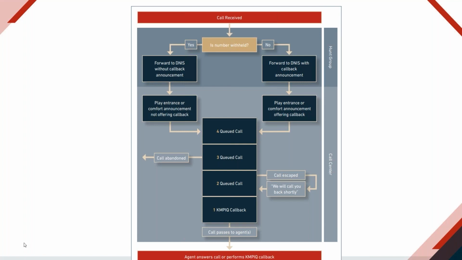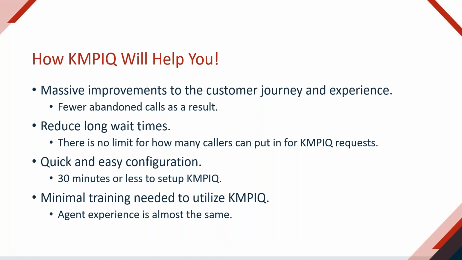So now that we've taken a look at what Keep My Place in Queue looks like from both the agent and supervisor perspective, we defined what it is, we spoke about how it works and how it's set up. How is Keep My Place in Queue going to help you? So number one, it's going to be a massive improvement to the customer journey and experience, just because instead of having to wait, callers can press 0 and get a call back instead. So that really just leads us to the second item here. It's going to reduce your long wait times.